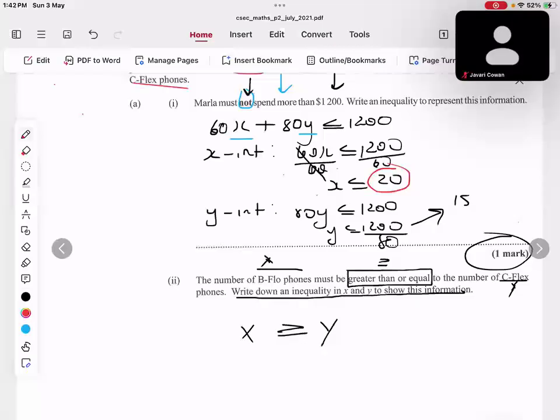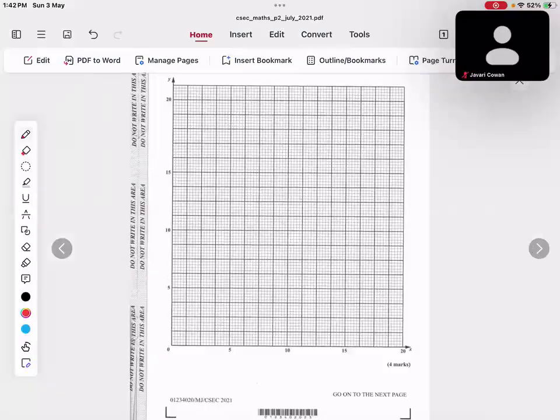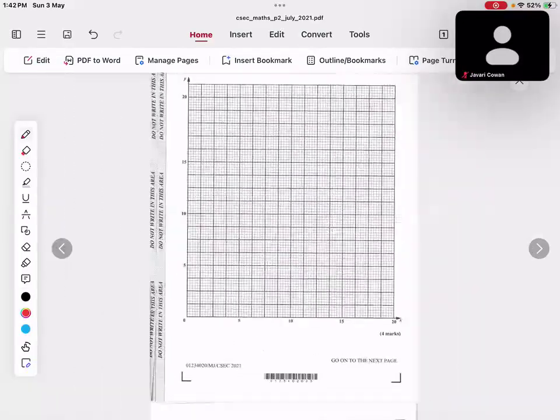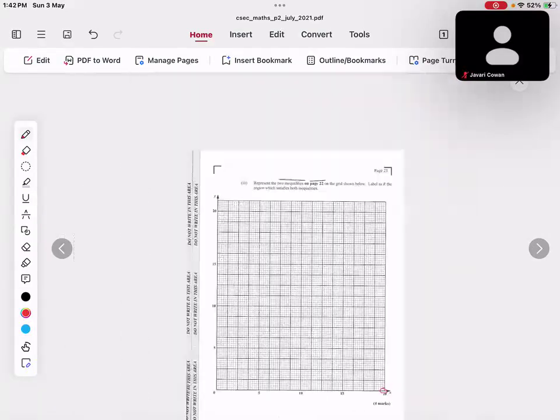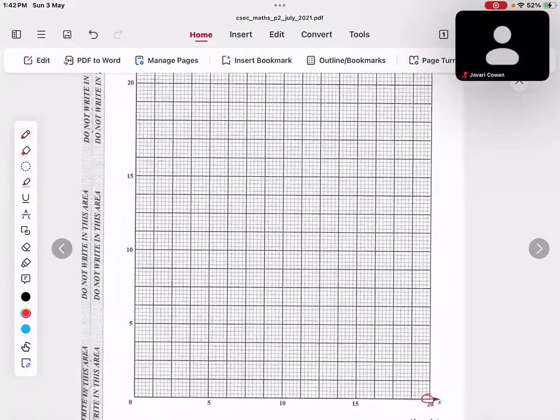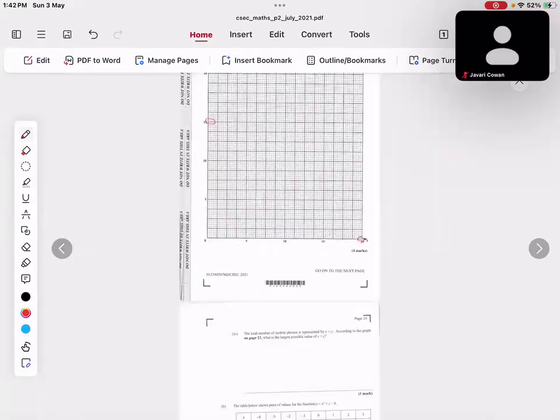So this means now, ladies and gentlemen, that I'm going to find 20 on my x-axis and 15 on my y-axis. Let's go down to our graph and find 20 on my x, that is all the way out here, and 15 on my y-axis all the way up here. And I'm going to use a ruler now and connect those two points.